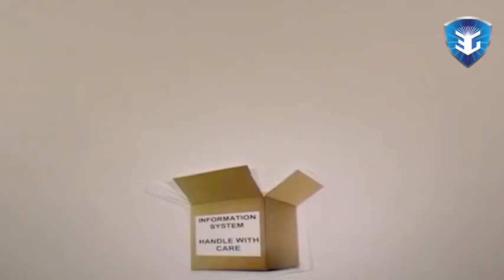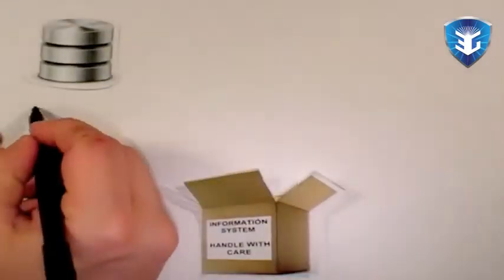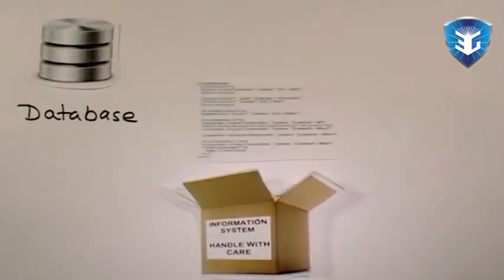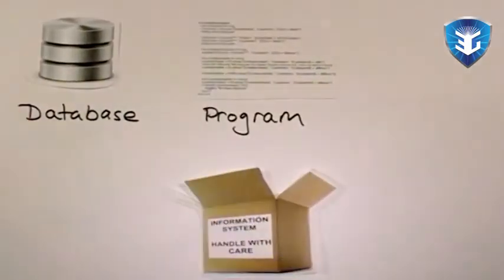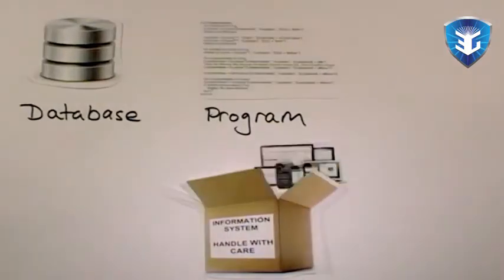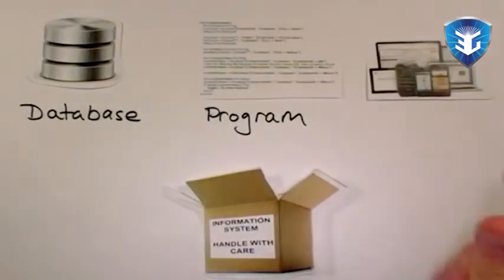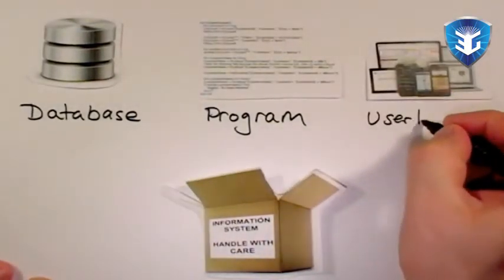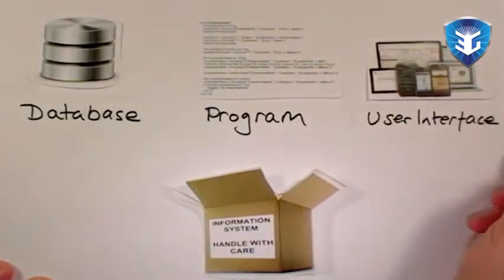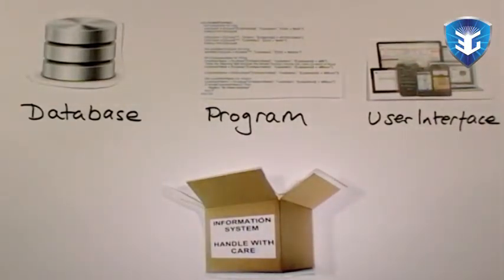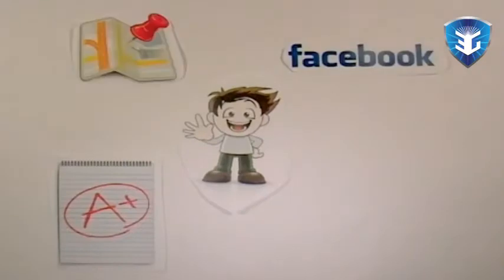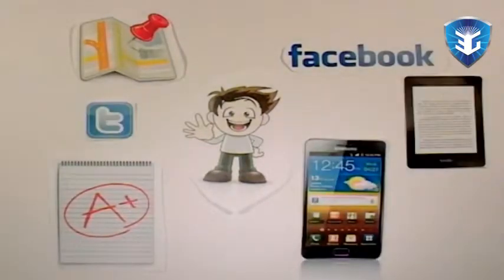A typical information system will have somewhere to store the data. Often this is a database. There will be a program which helps you use the data, and the program will have a user interface where you, the user, issue commands and receive the results. Information systems play a role in every aspect of your life.